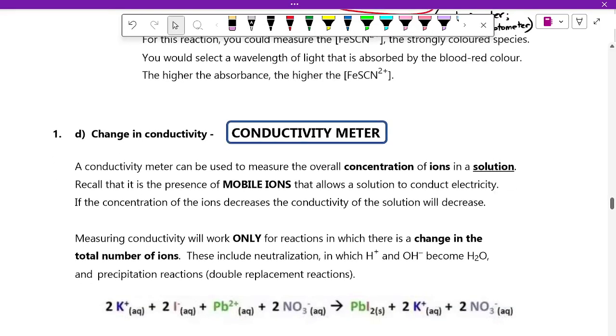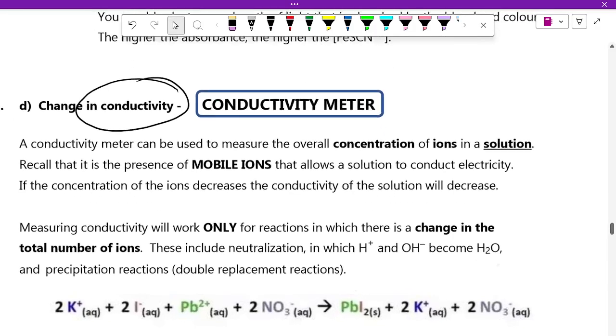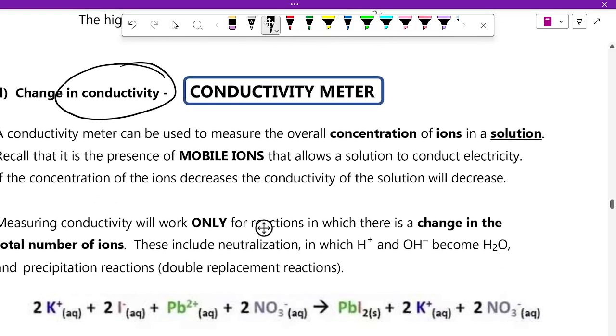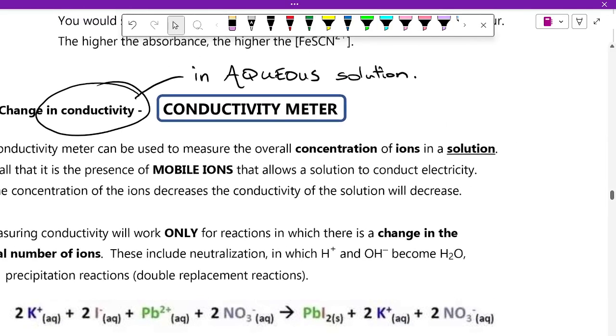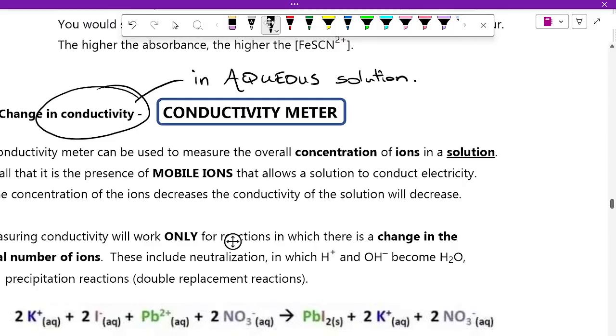You can also measure a change in conductivity. What sorts of things conduct electricity? Copper, aluminum, yeah, we have metals, but we are mostly concerned about measuring conductivity in aqueous solution. And let's remember, the flow of electricity is the flow of charged particles.